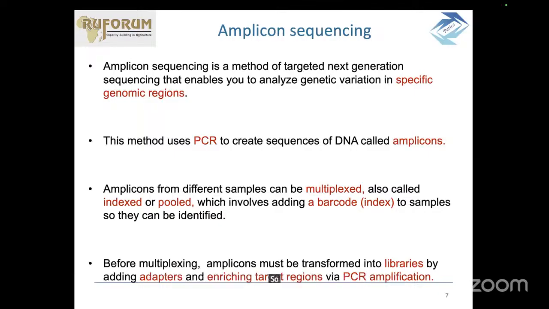So you use PCR, you create these amplicons, and then they have to be multiplexed. Multiplex means they have to be indexed or pooled. Why do we do that? Because sequencing is very expensive.